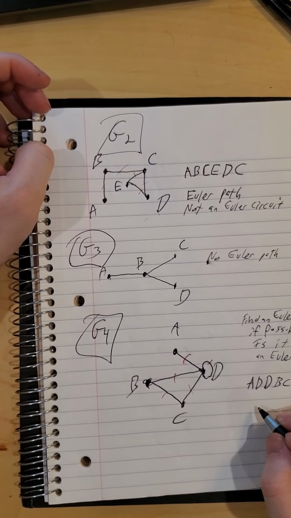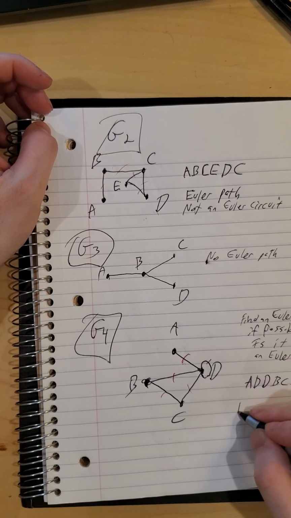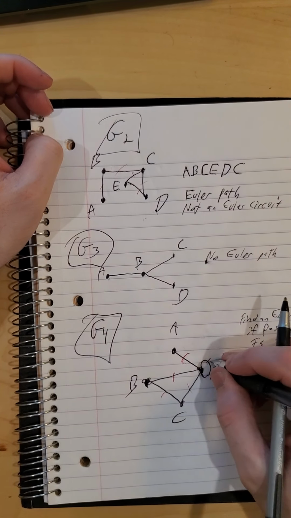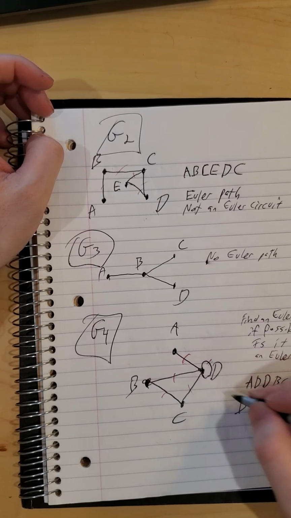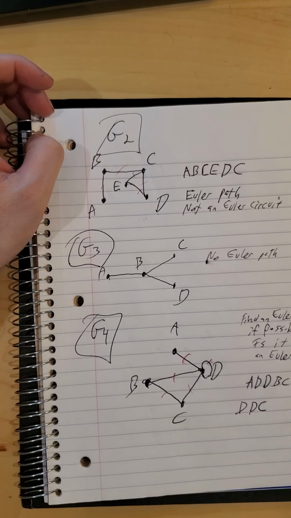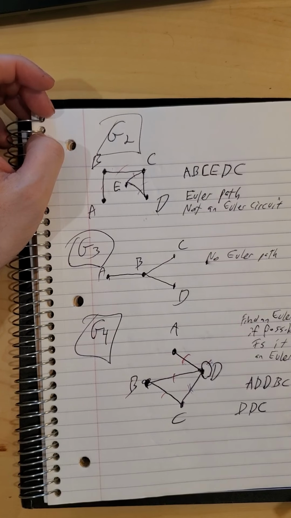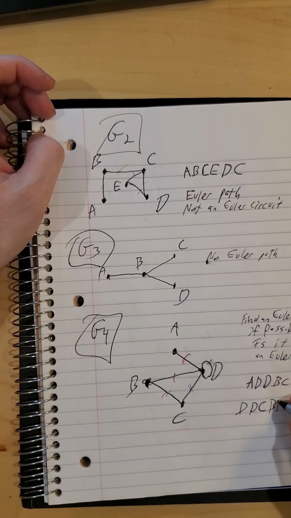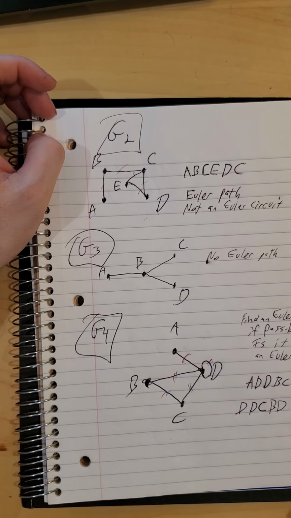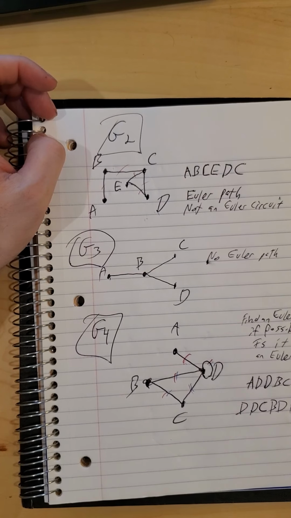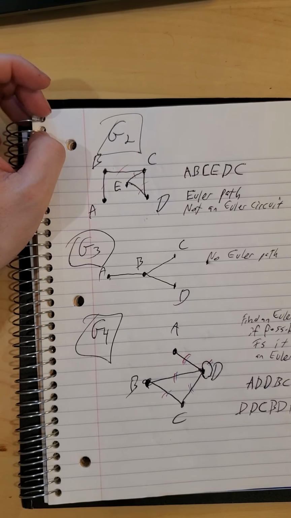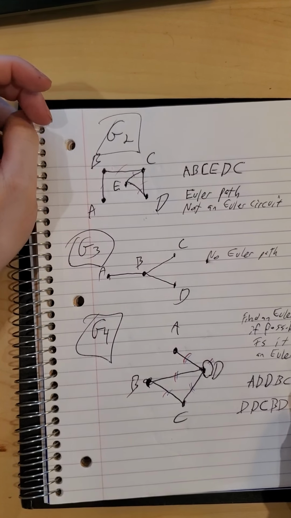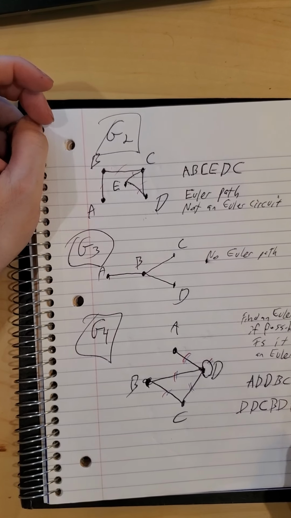Let's see, what else could we have had? D to D again. I'll do this one in blue. So starting at the loop, and then to C, to B, back to D, and up to A. That also used every single edge available on the graph. It was also an Euler path, not an Euler circuit.